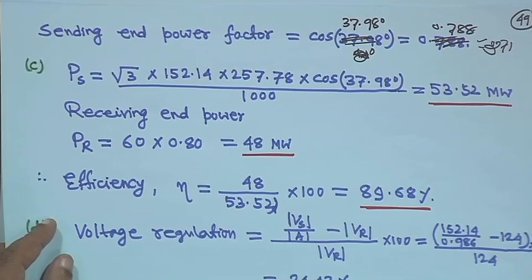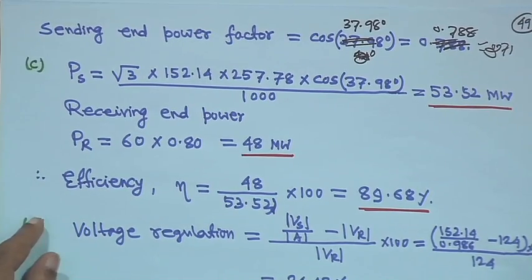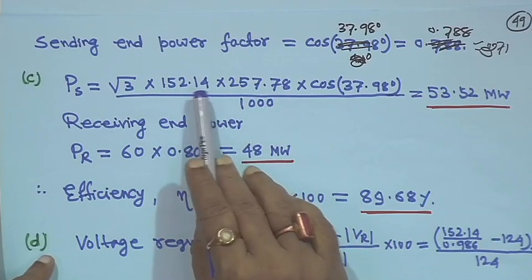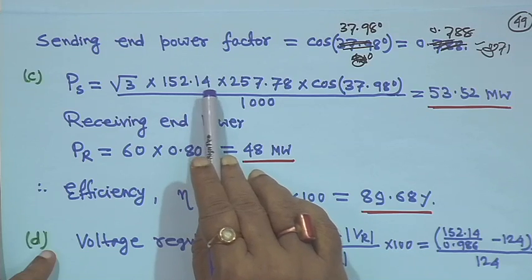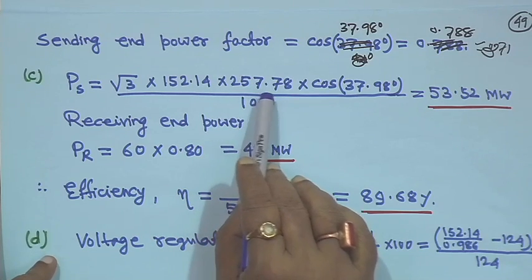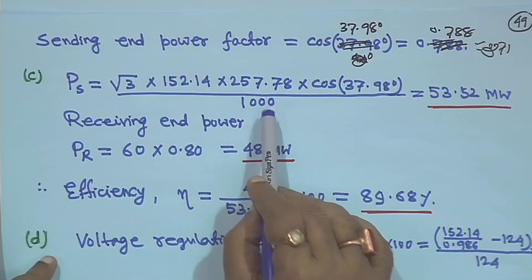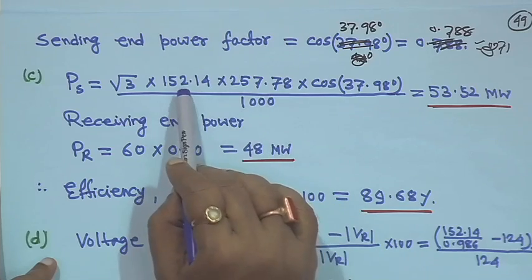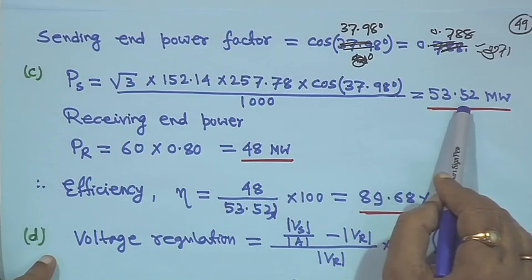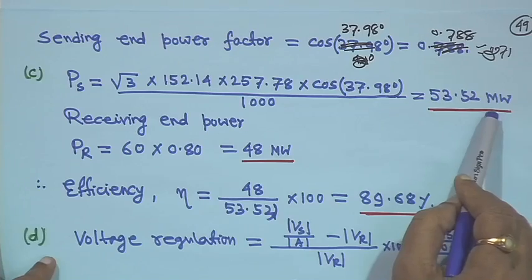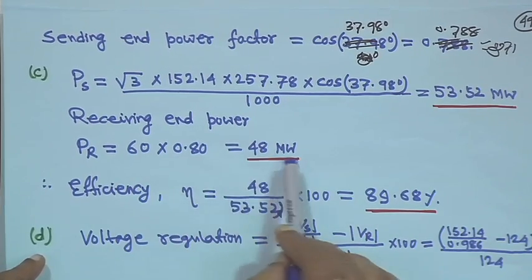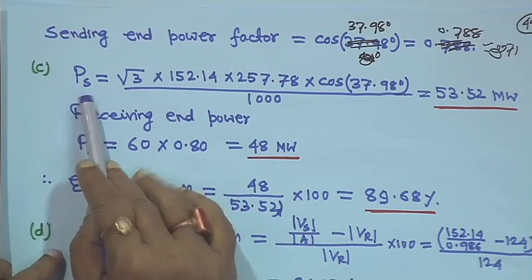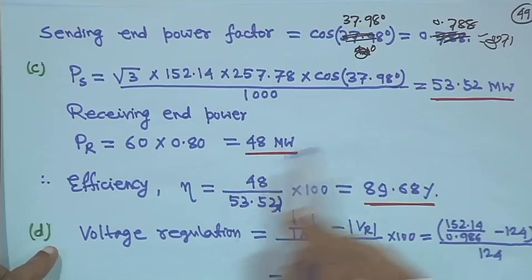Now, the third part is that you have to find out the regulation, right. So, Ps, the sending end power, is equal to root 3 Vs Is cos phi, this is line to line, 152.14 kV into 257.78 cosine of this angle divided by 1000, because this is in ampere and that is why we have divided by 1000. This is in kilovolt, so this will be kilo ampere. So, ultimately it will become 53.52 megawatt, right, and receiving end power is 60 into 0.8, so 48 megawatt, right. This is your 3 phase power, and this is 3 phase sending end power.